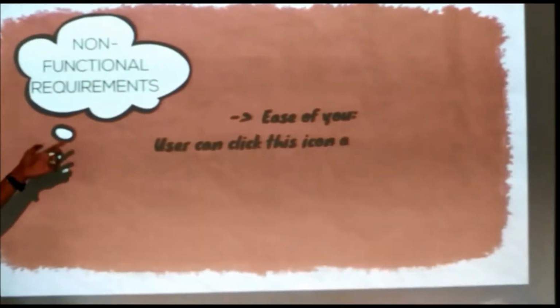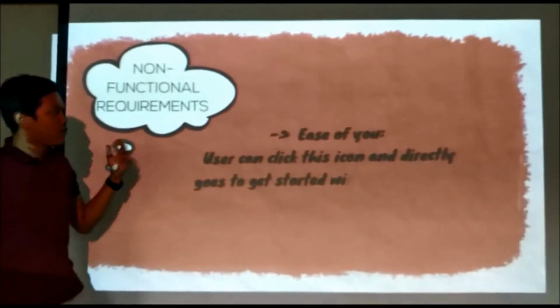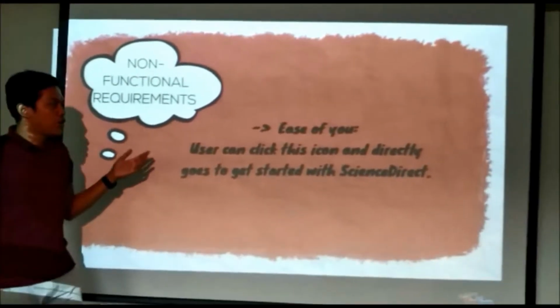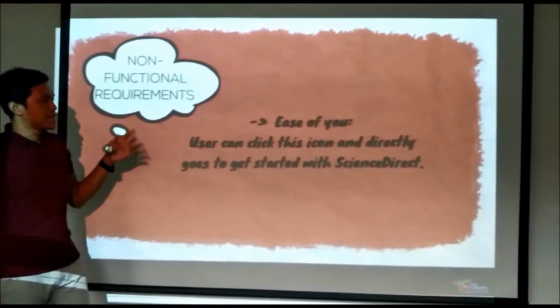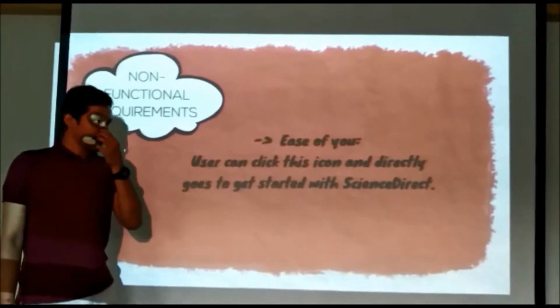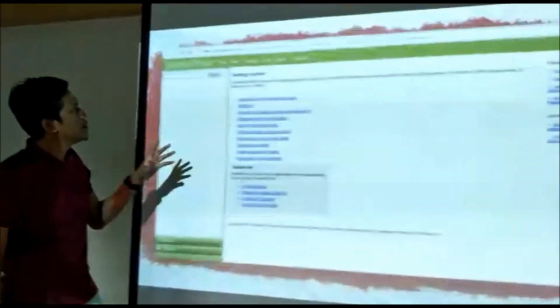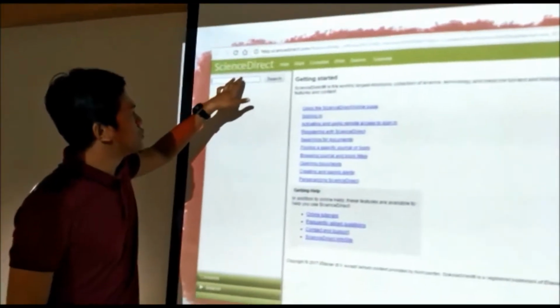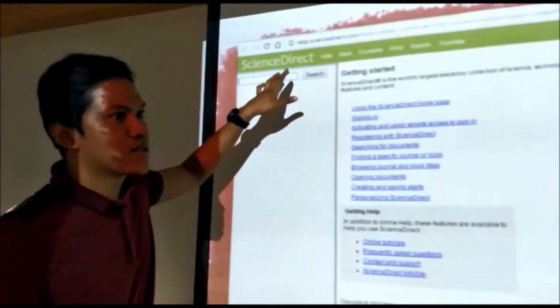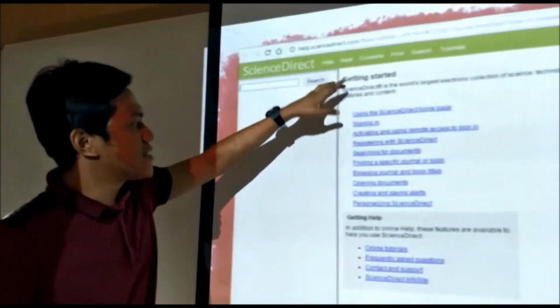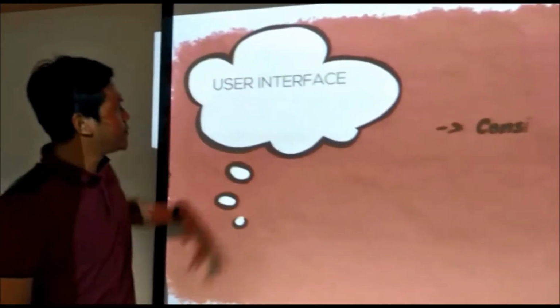This is the non-functional requirement, which is ease of use. The user can click the icon and go directly to getting started with ScienceDirect. Later we will show you the example. For example, the user can click here on what they want to try to search and see the getting started or getting help online.